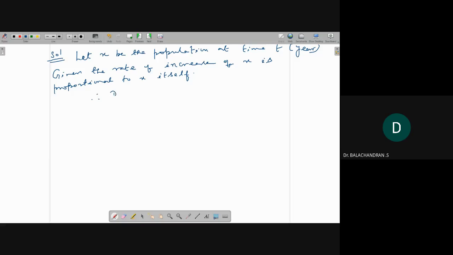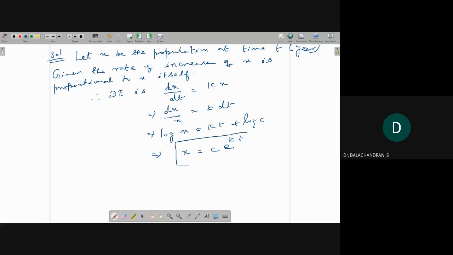So therefore the differential equation is dx by dt equal to kx, because the population is increasing, that's why I'll take the constant plus k. So from this we get dx by x is equal to k dt. This implies log x equal to kt plus log c. This implies log of x by c equals kt. Directly I will write x is equal to c into e power kt. I think the previous two problems I explained step by step.